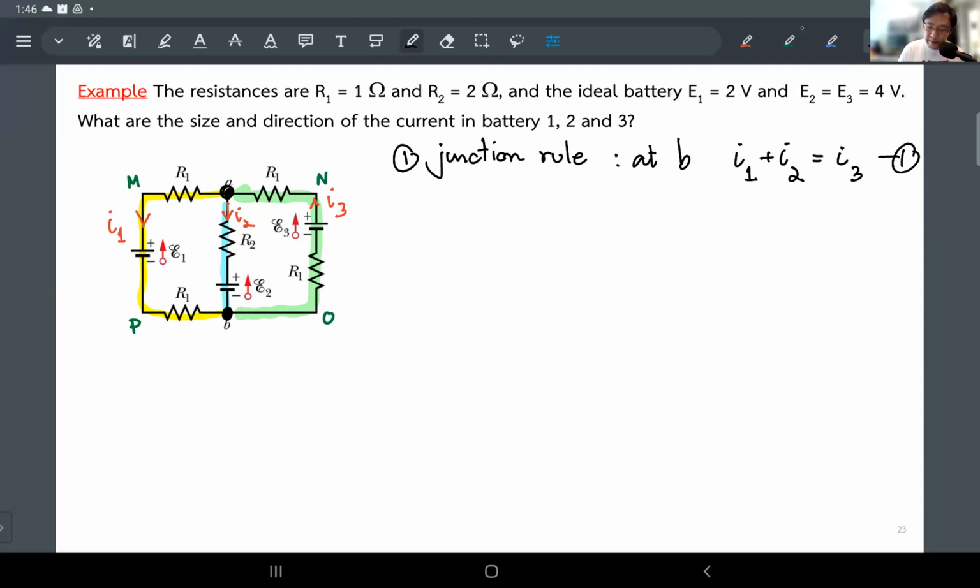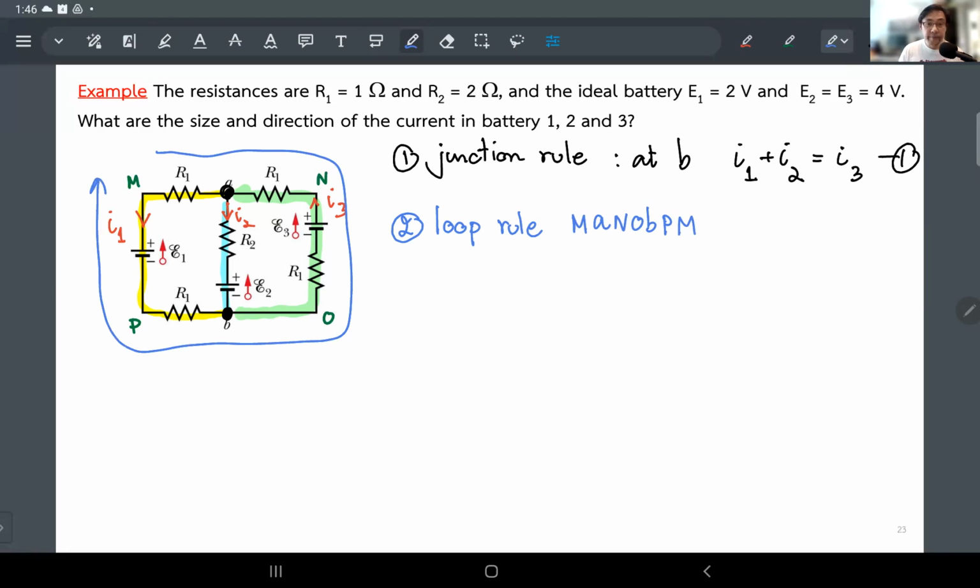Next, let's apply the loop rule. Very good. Okay, now pick a loop. So let's try the outer loops, shall we? Why not? I can do clockwise. Let's do clockwise: M, A, N, O, B, P, M. So that's the outer loop right there.